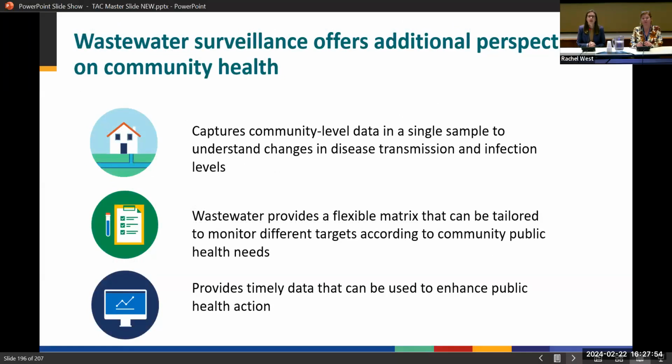So all of this to say, wastewater surveillance is particularly valuable because it offers an additional perspective on community health. Wastewater samples capture this community level data to understand changes in disease transmission, regardless of an individual's ability to seek health care. In addition, the wastewater sample itself is a flexible testing matrix. You can look for multiple different pathogens or targets according to community public health needs. And finally, it provides timely data that can be used to enhance public health action in all of our different communities. That has been one of the most valuable aspects of wastewater surveillance, is that timeliness.